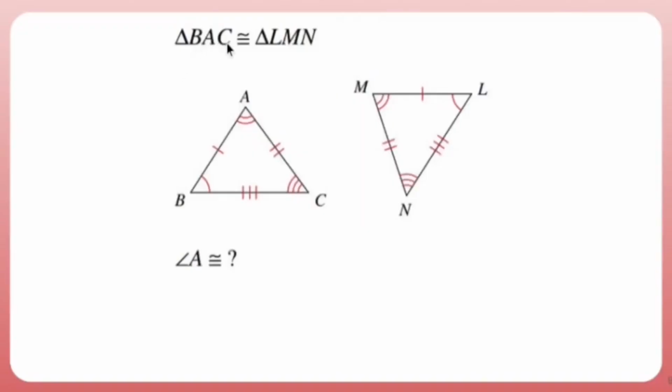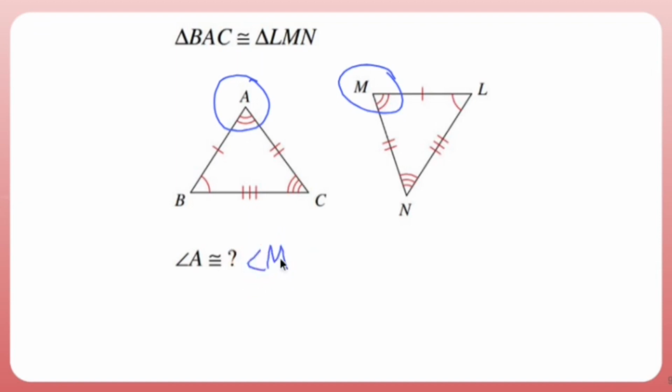Triangle BAC, baby got that, is congruent to triangle LMN. Okay, so here's pictures. It wants me to figure out what angle A is congruent to. Two ways that you could do this. Angle A is telling me that it has two little hoopy things, which matches up with that M over there, which also has two little hoopy things, which means angle A is congruent to angle M.